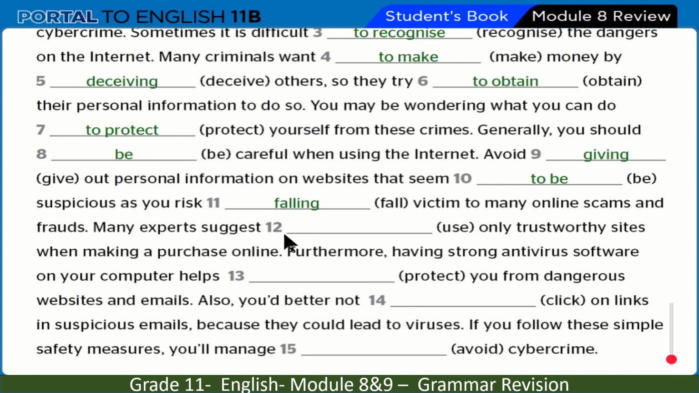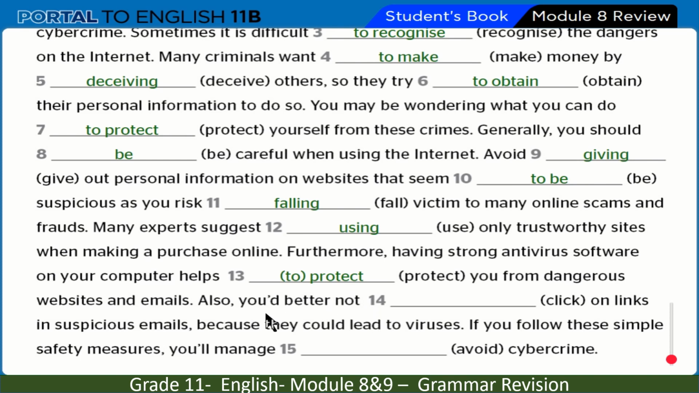Number 12, many experts suggest, the verb suggest, when followed by another verb, we should add the ing. But before adding the ing, what should we do? Excellent, remove the letter E and it becomes using. Number 13, the verb helps, actually you have two options and both are correct. You can use to protect, or protect. Both are correct, the same meaning.